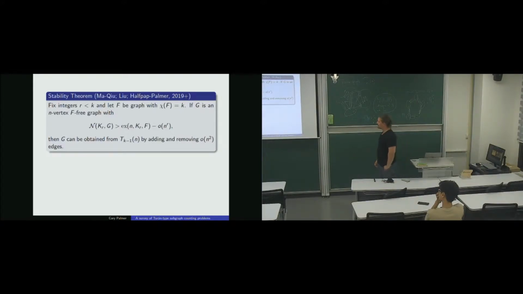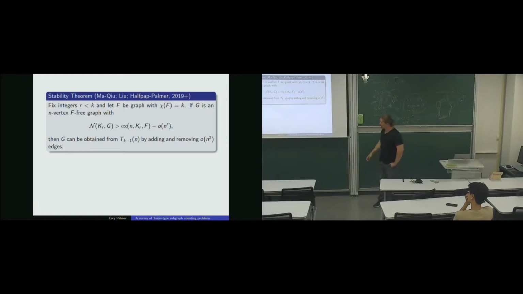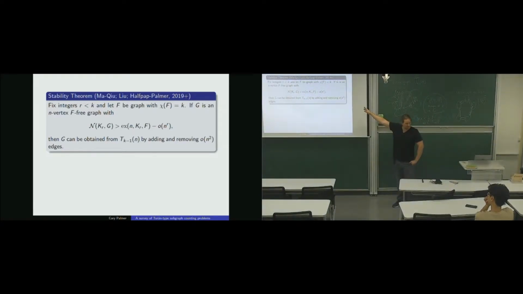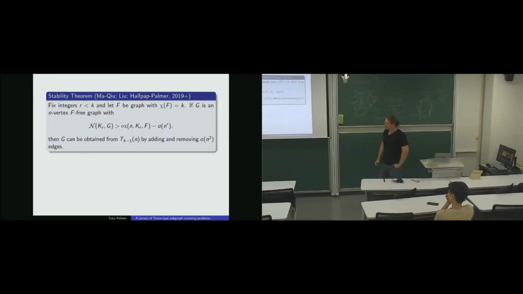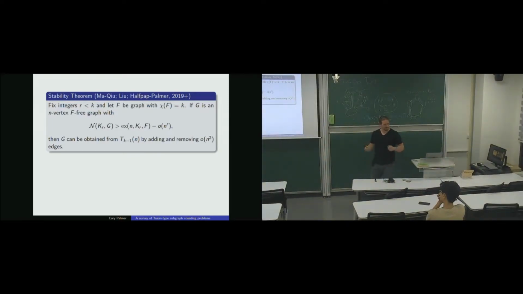So if the number of K_r's in your graph G doesn't exceed the extremal number, but it's close, right? So it's off by a little o of n to the r, then you're not far from being a Turán graph in terms of edge changes.